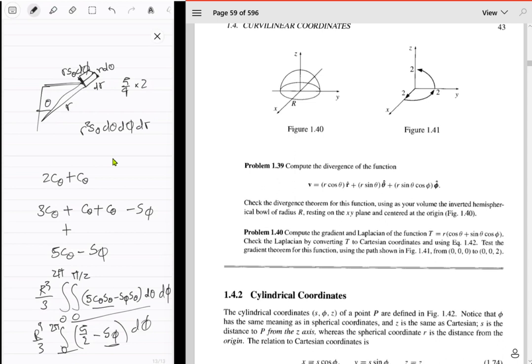Awesome. So what you get is r cubed upon 3 times this integral, which is just 5 upon 2 times 2 pi, so just 5 pi. Yes, that's the thing. So you got 5 pi upon 3 r cubed, right? That's what this volume integral will be.